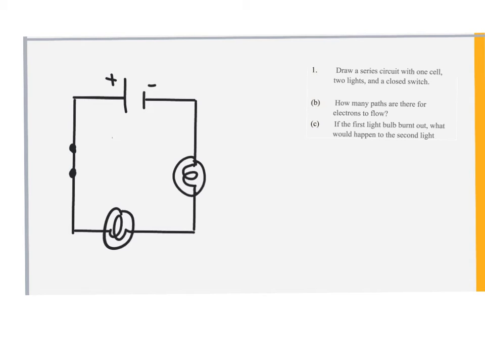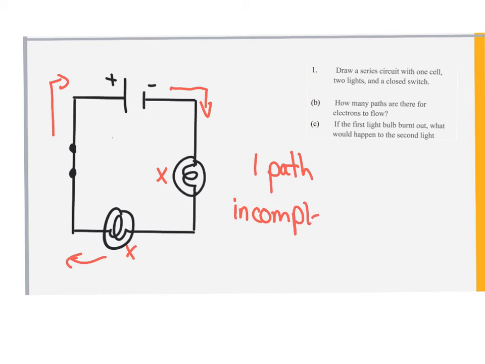So if we take a look at our circuit, how many paths are there for electrons to flow? There is one path for electrons to flow. Remember, they will come out of our negative terminal, flow through the circuit, and return to the positive. If this first bulb were to burn out, what would happen to the second bulb? Well, it would also be off, because as soon as there is a break in the path, we can say that the circuit is incomplete and the electrons cannot flow past that point. So electrons would not be able to get past this light bulb, meaning the second bulb would also be off.